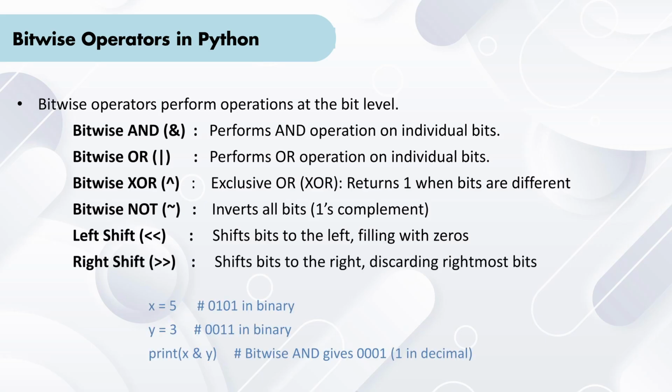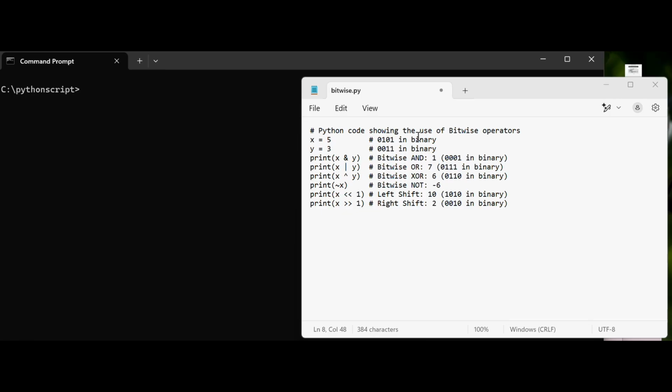Bitwise right shift shifts bits to the right, discarding the rightmost bits. Bitwise operators are mostly used in low-level programming, cryptography, and data compression. In this demonstration, we will explain the use of bitwise operators writing some Python code.